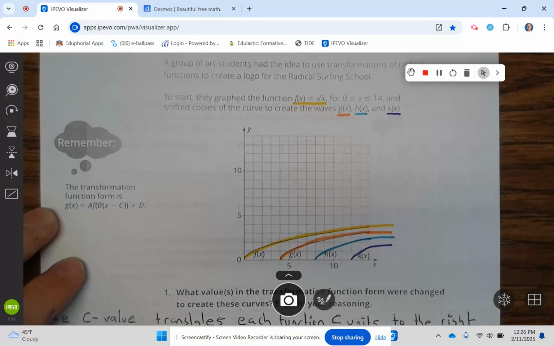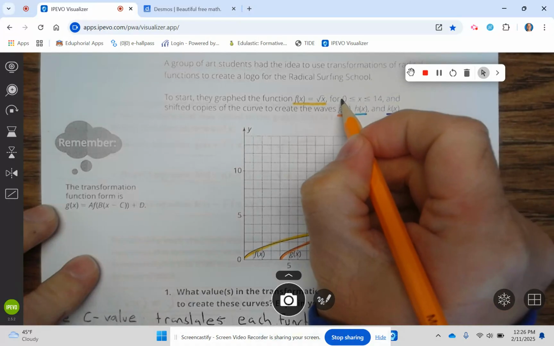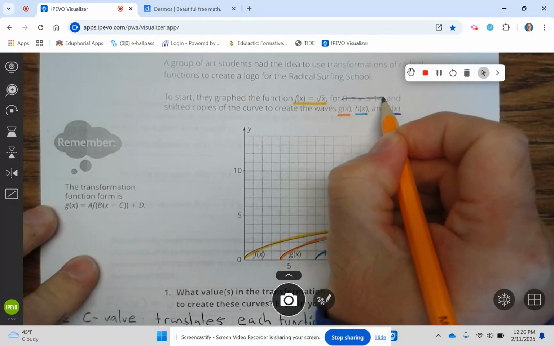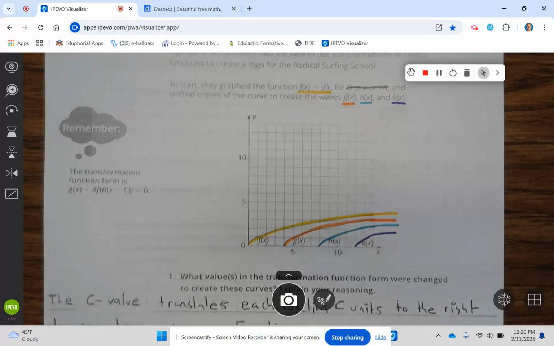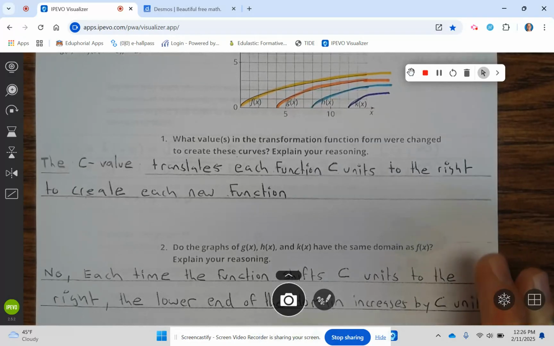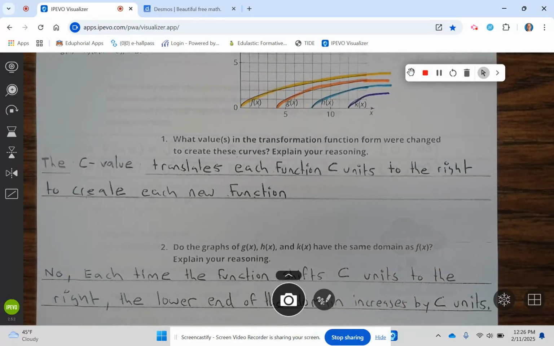And take a step back, and we're going to go ahead and remove the restrictions. Okay, 1. What values in the transformation function form were changed to create these functions? Explain your reasoning. The c value translates each function c units to the right to create each new function.